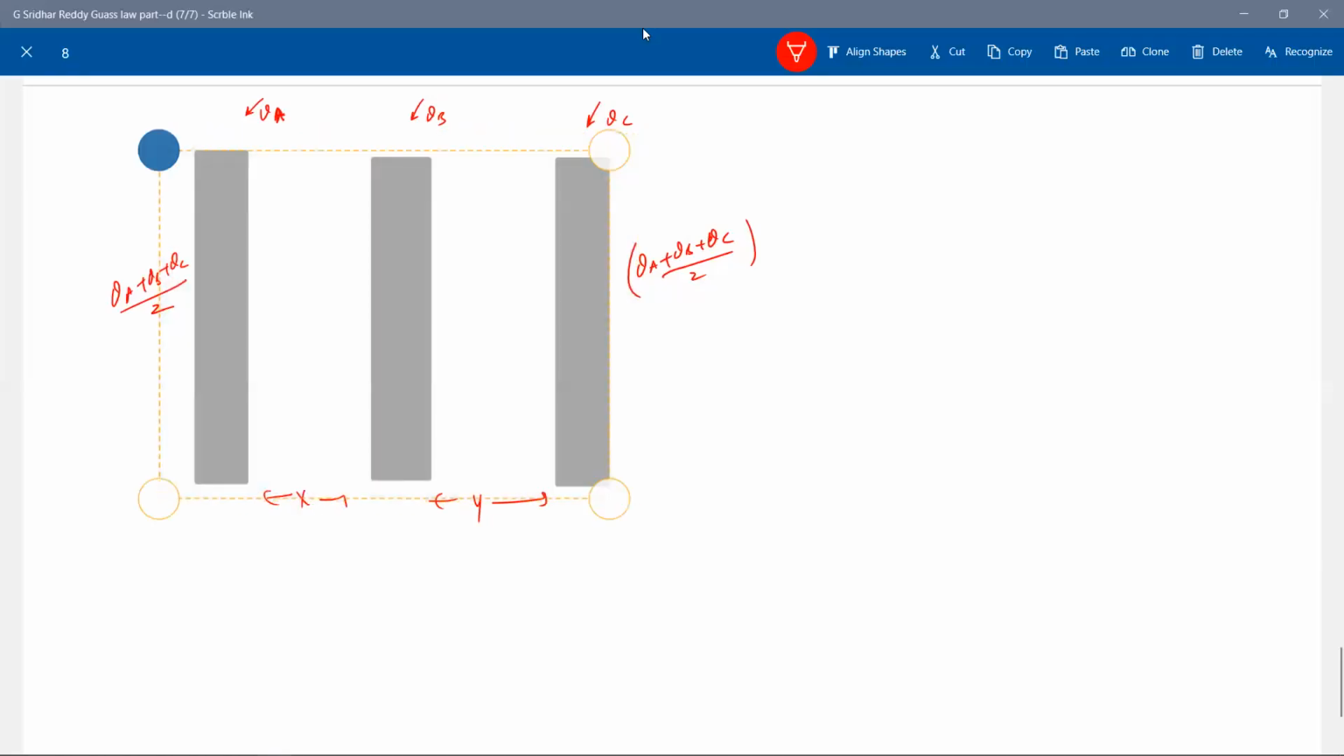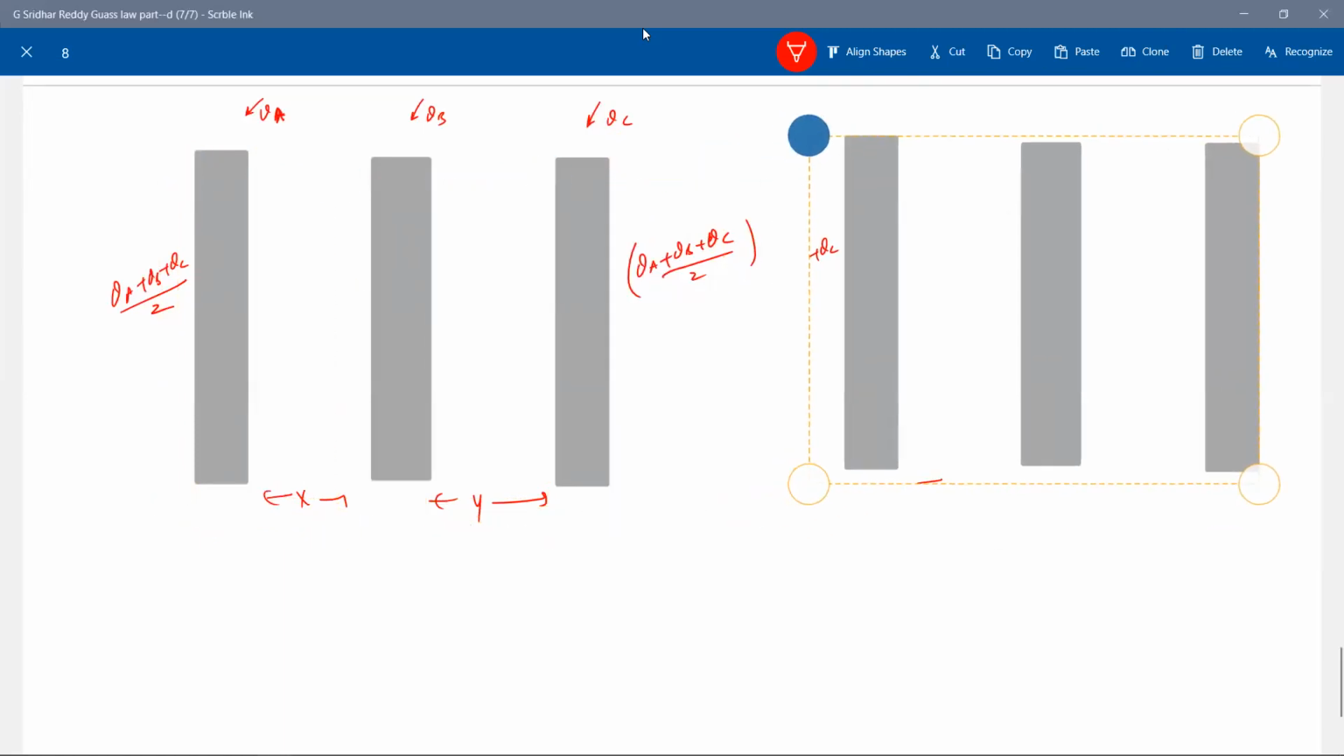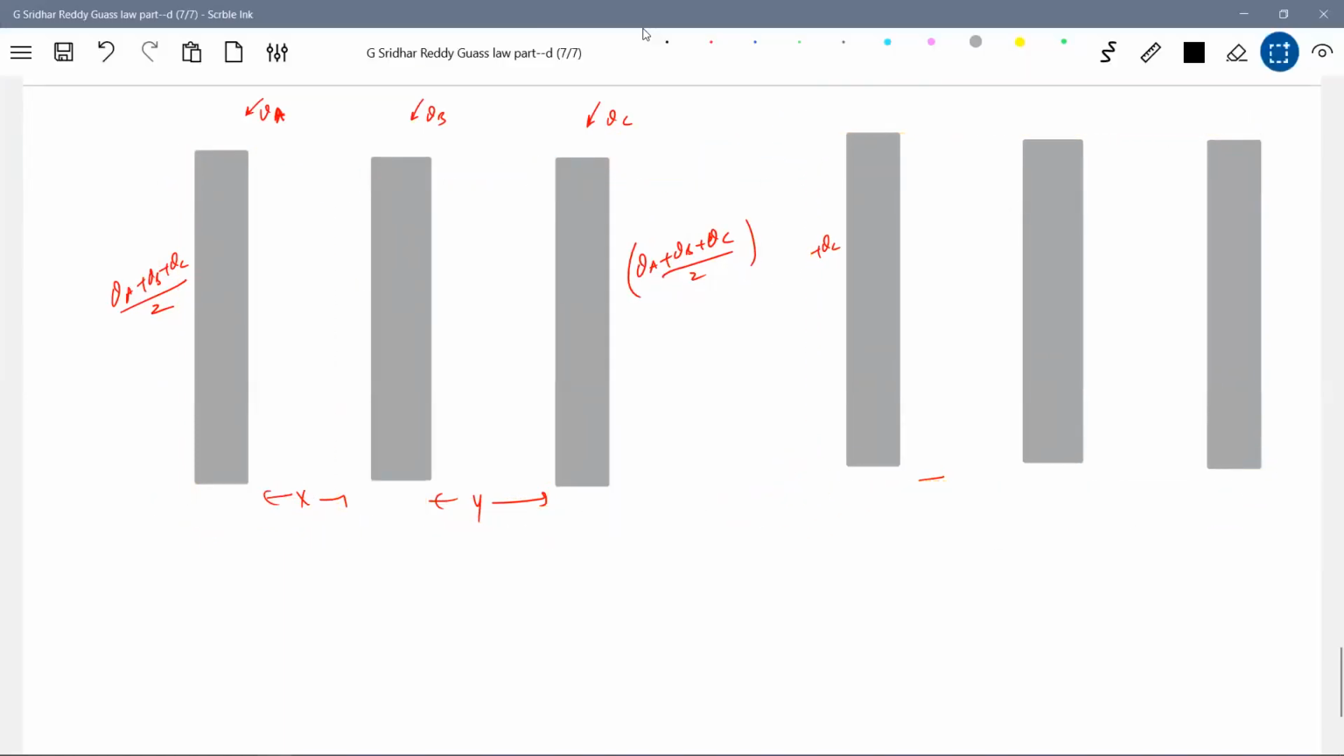Let me take one problem. This is for 3 plates. I'll give a charge 5q, minus q, 2q. What will be the charge on all faces? So what is the method? The charge on these faces should be equal to the algebraic sum of charge given to all plates divided by 2, not divided by 3. Don't do like that.